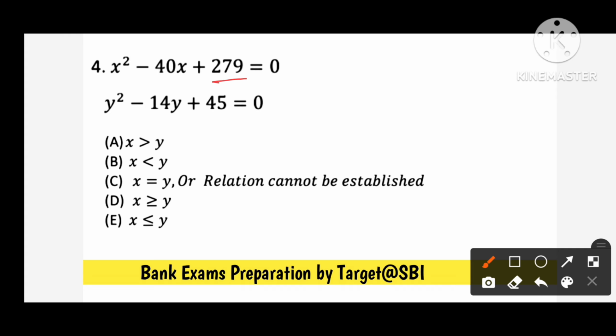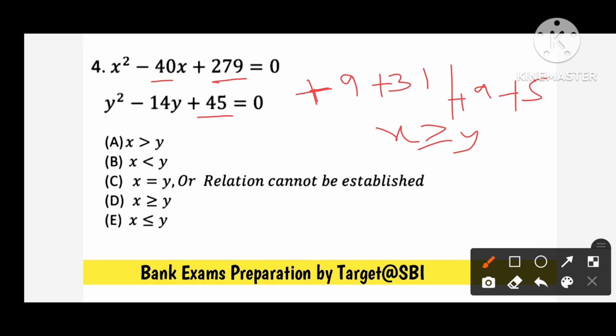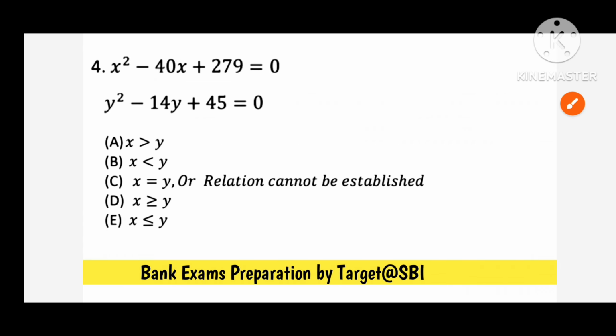279. I can see 9 here. 9 3 times and 1 times. So 31 9 times we get 40. Minus and plus means both the root signs will be positive. Next, 45. 45 means 9 5 times. Minus and plus means both the root signs will be positive. Comparing these two, x is greater than or equal to y is the answer. Next, question number 5.